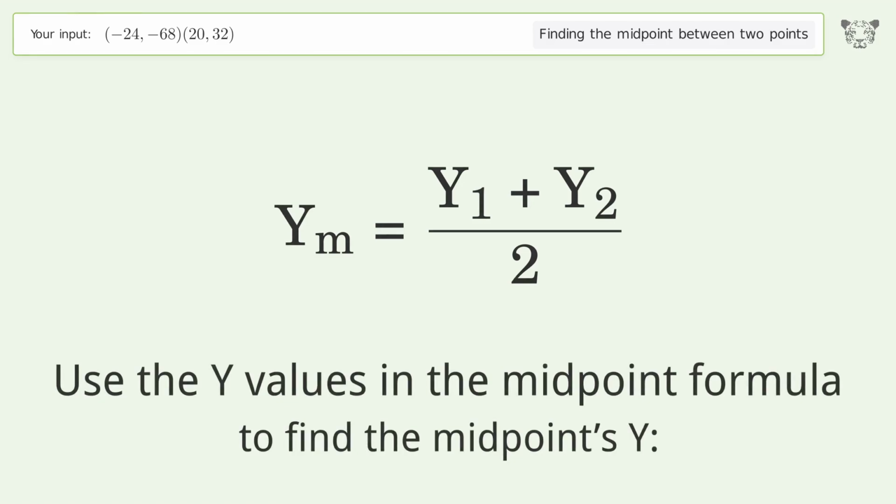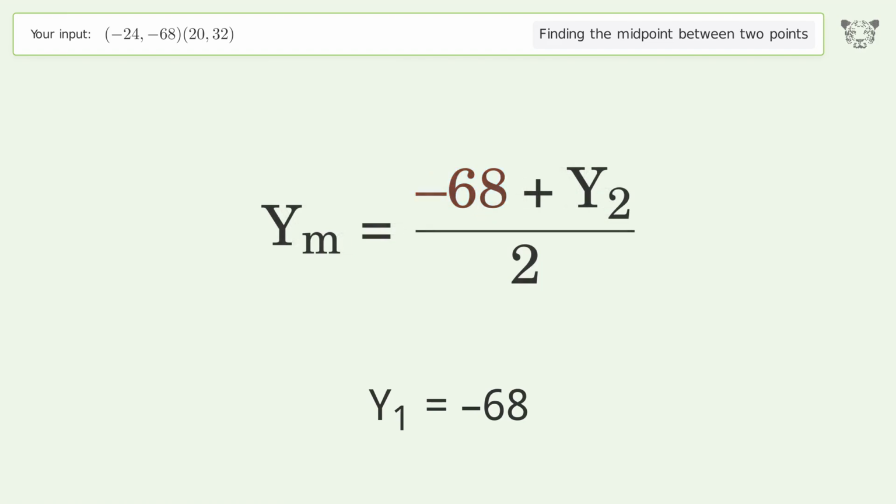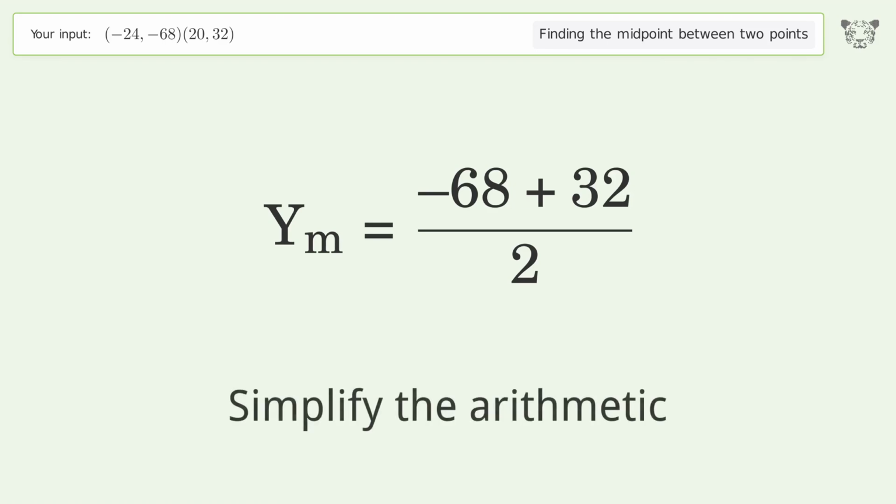Use the y values in the midpoint formula to find the midpoint's y. y1 equals -68. y2 equals 32. Simplify the arithmetic.